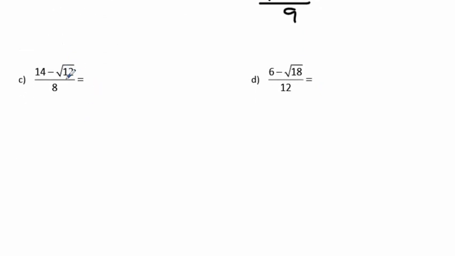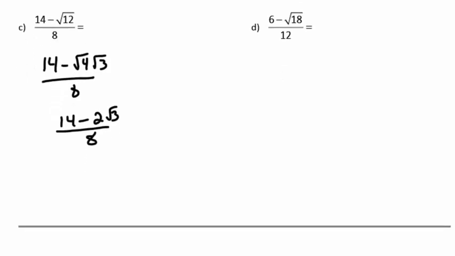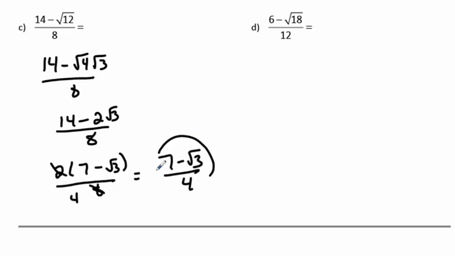Let's look at the last two. The square root here is not yet simplified, so it's going to be our first step. We have 14 minus the square root of 12, and the square root of 12 can be written as the square root of 4 times the square root of 3 over 8. So I've got 14 minus 2 square root of 3 over 8, since the square root of 4 is 2. Now we can factor 2 out of the top. That'll give us 2 times 7 minus the square root of 3 over 8, and reducing gives us 7 minus the square root of 3 over 4.